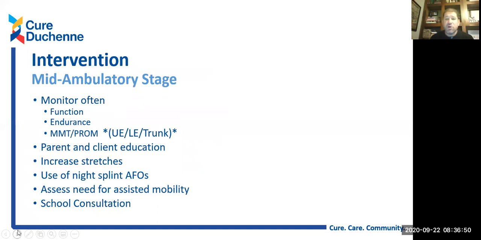So you want to monitor often, check in with them: function, endurance, how are they doing keeping up, manual muscle testing, and then range of motion. I put a star by upper extremities, lower extremities, and trunk, because I think it's important. As physical therapists, a lot of times we're looking at the lower extremities, what's happening in the ankles and the hamstrings, what's happening at the knees. We're looking at a lot of those ambulatory type muscles, and if we're not careful, they could be getting tightness throughout their wrists or finger flexors, elbows.